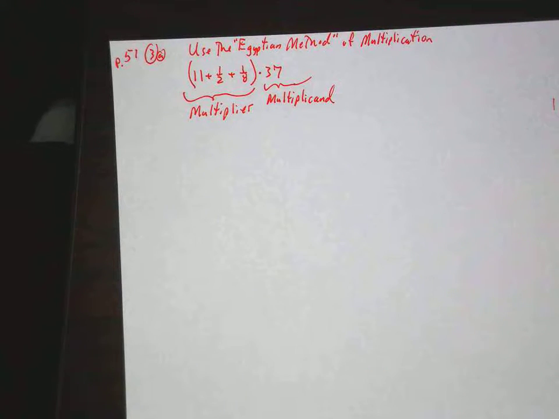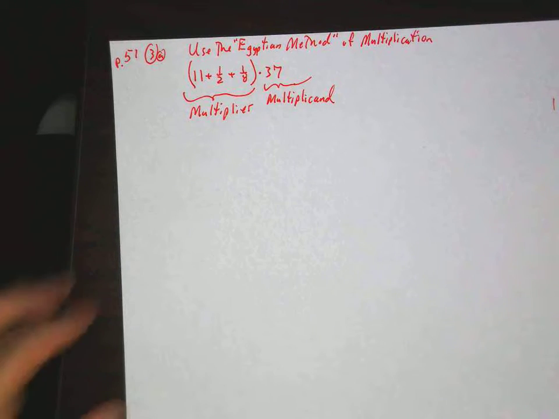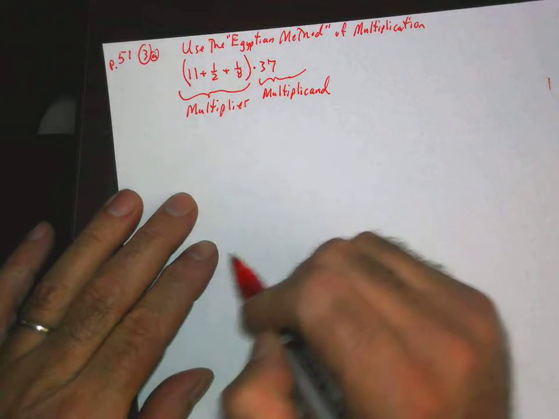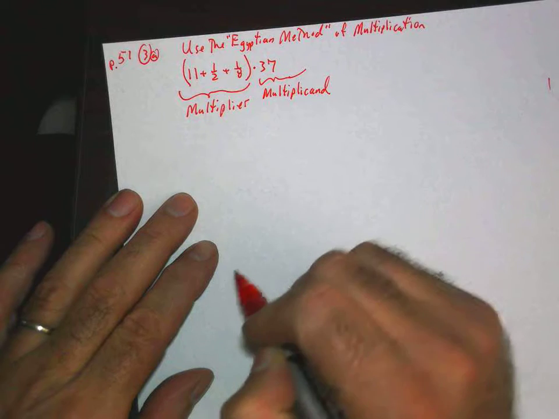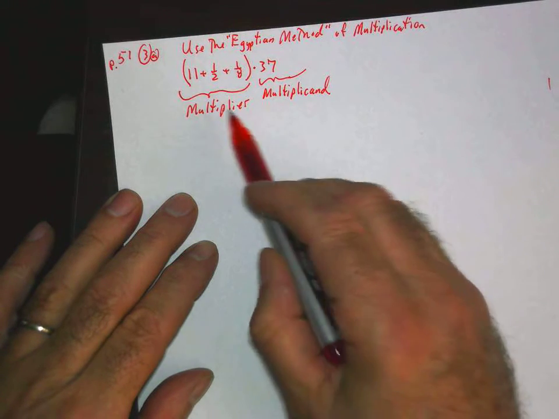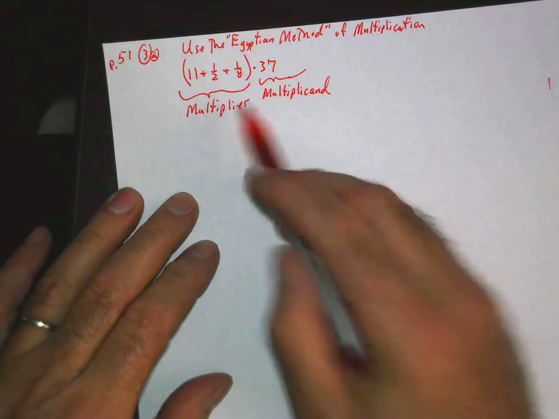And this is a little bit different than our previous exercises in the sense that in number 3, our multiplier and at times even our multiplicand are not whole numbers. Nevertheless, we will do this the Egyptian way. And our first step is to list all of the powers of 2 that are less than or equal to the multiplier.